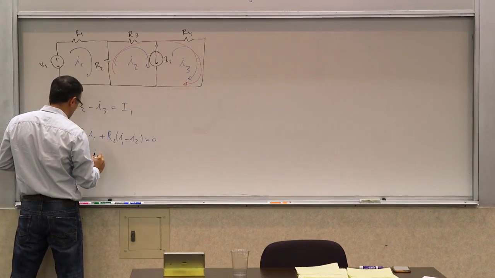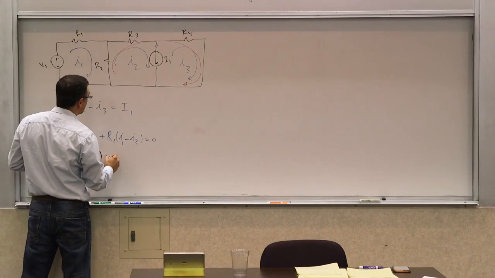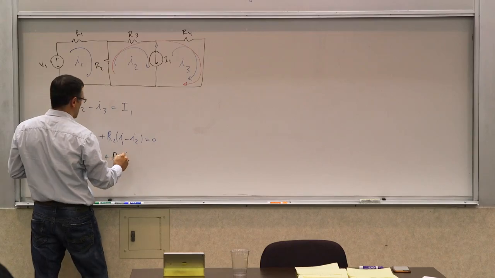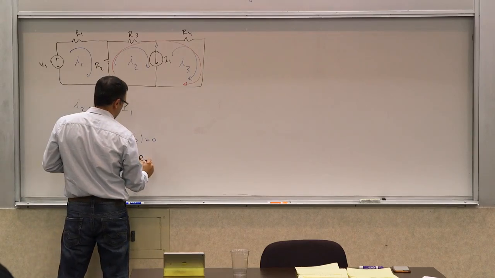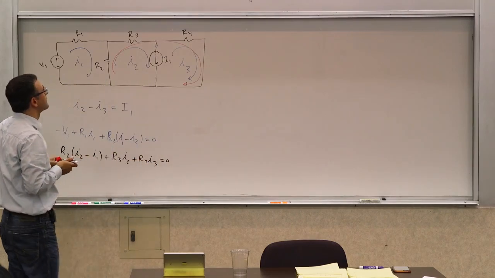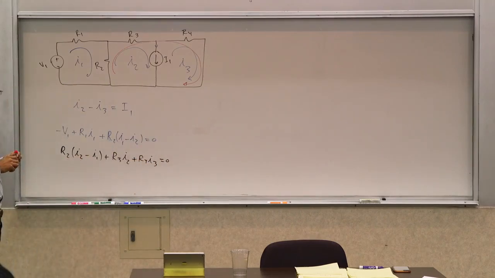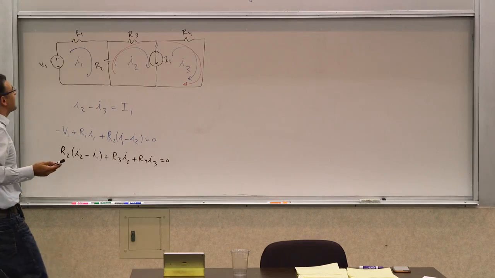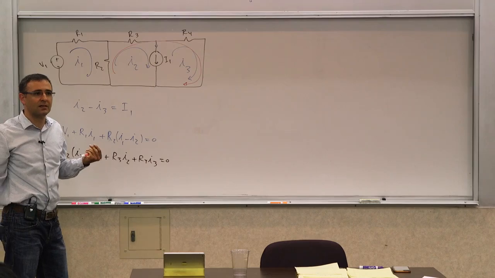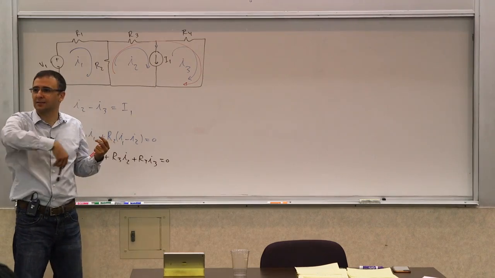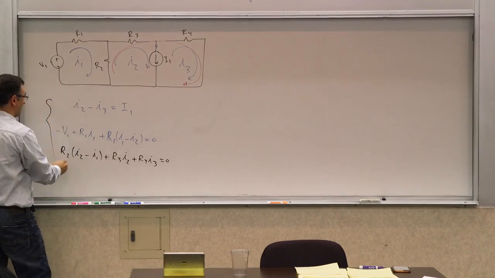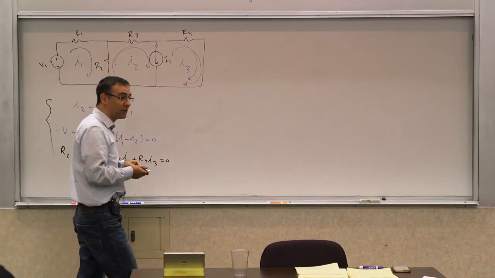R2 times (I2 minus I1), correct? Plus R3 I2. Plus R4 I3. Yes. So that's fine. It's basically you're writing KVL around this loop. That's all you're doing, the same way that you wrote KCL on that cut set or that supernode. So then you have 3 equations and 3 unknowns. You can write it in matrix form. You can do whatever you want with it.